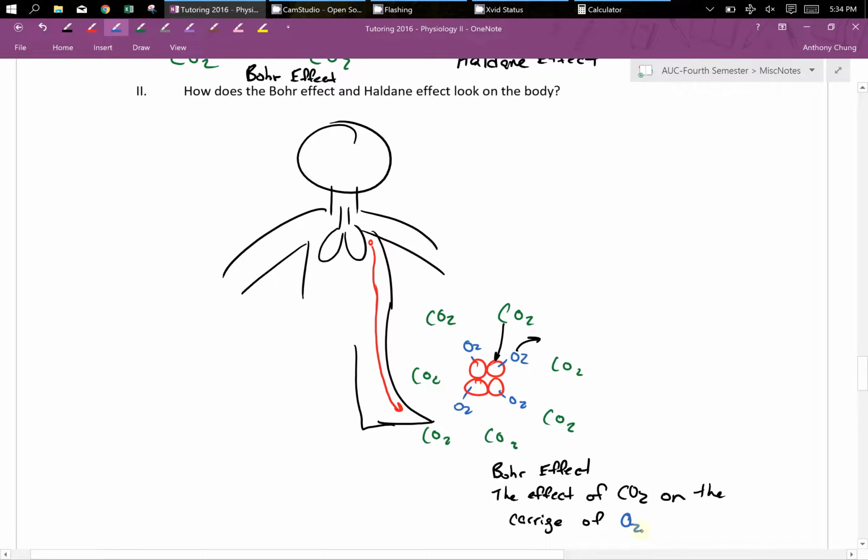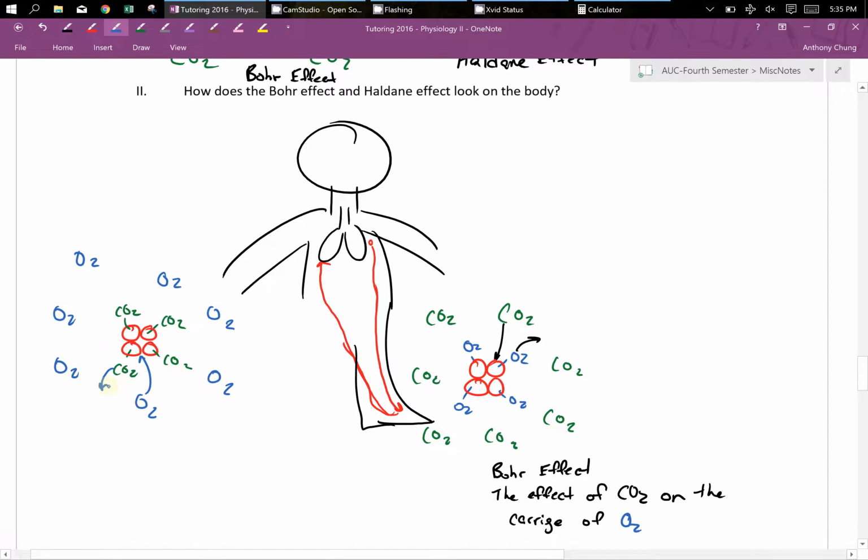What is the Haldane effect? Let's take a look. This hemoglobin is going to go all the way up, back to your lung, and drop it off. So what state is it in now? It's going to have a whole bunch of CO2s carried around. What type of environment is it? Is it a high oxygen environment or a low oxygen environment? High oxygen environment. So you have a lot of O2 all around you. What is it going to want to do? It wants to kick off that CO2.